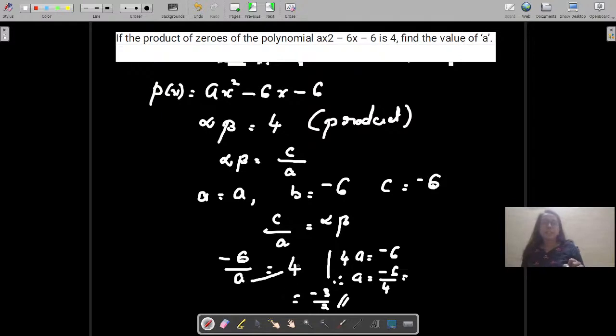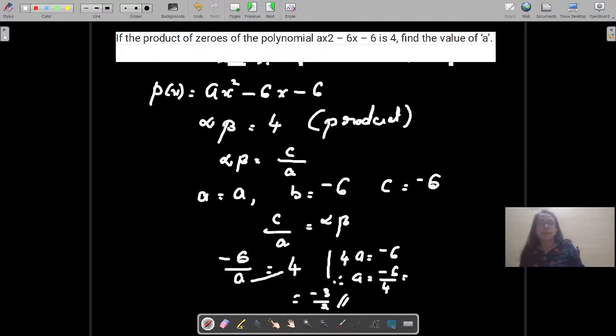Now cross multiplication. A you bring to the right hand side, and 4 you bring to the left hand side. The 4 on the right hand side is a numerator, so it will become the denominator on the left hand side. That way also you can do. Many methods are there. Just for simplification I have taken the cross multiplication method.